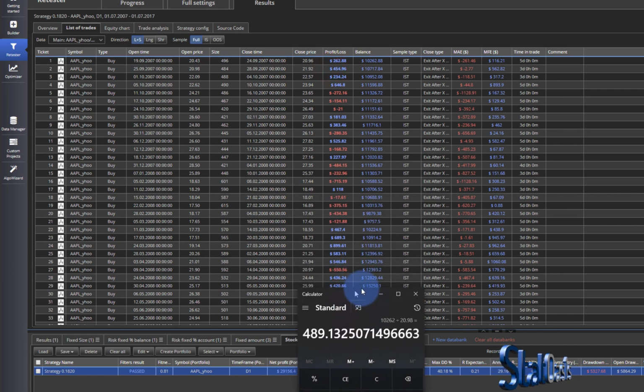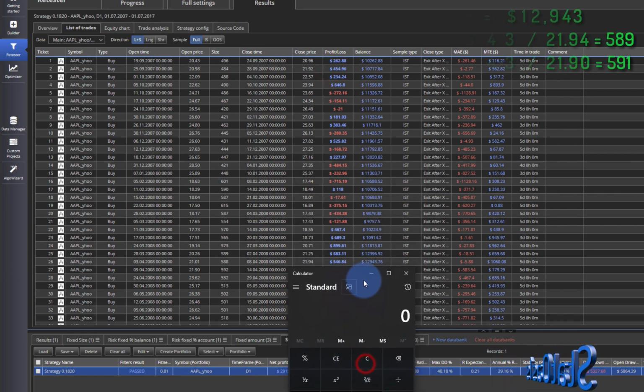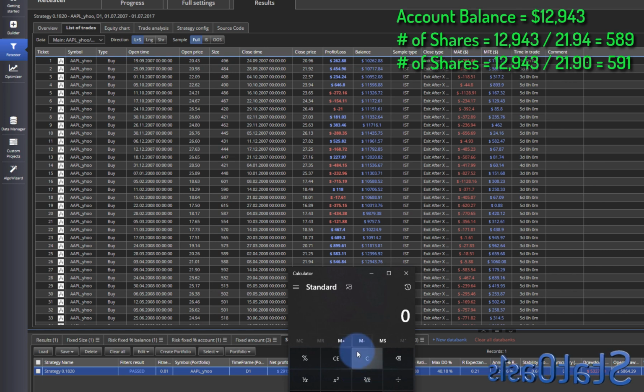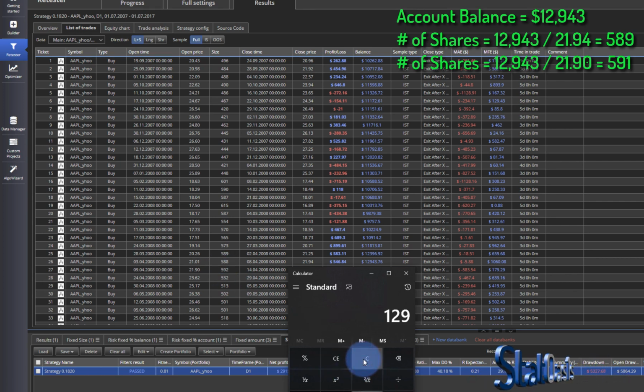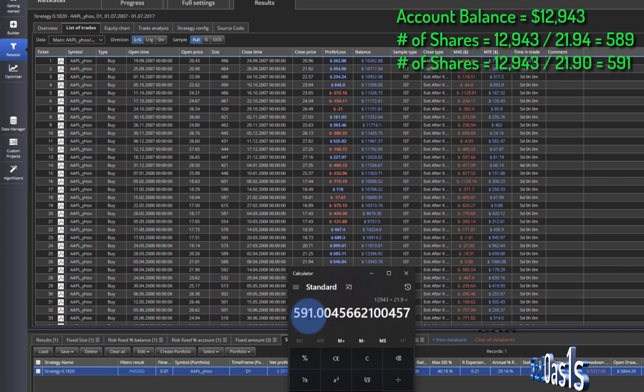And I can show you, like, let's pick this one. Okay, so 12,943. If I divide it by the close, 21.94, that's 589 shares. And we have 592 here. And if I divide 12,943 by the open, which is 21.90, it's 591. So you see, there's always a small difference, 1 to 10 shares from my experience.